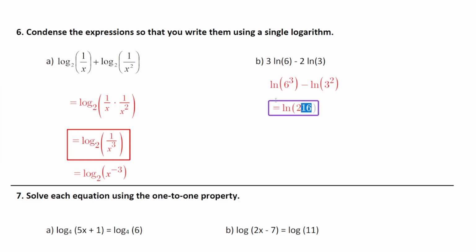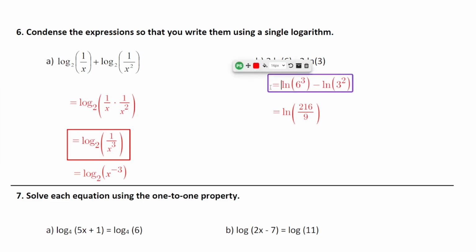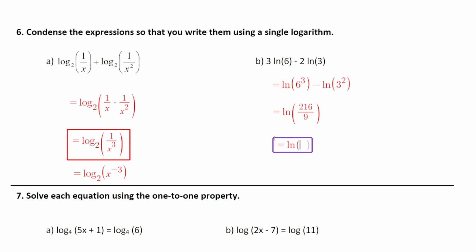When we're combining logarithms that are being subtracted, as long as they have the same base, we're going to divide the arguments. So when you add two logarithms with the same base, you can combine them using multiplication. And if you subtract two logarithms with the same base, you can combine them using division. 3 squared is 9 here. And let's see, 216 divided by 9, that works out. That would be 24. So what we get here is the natural log of 24.